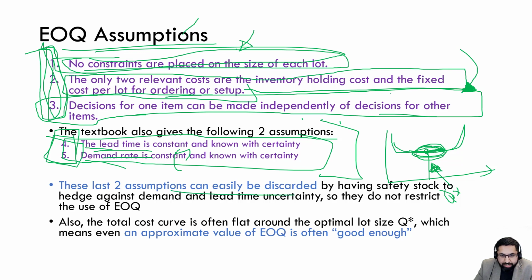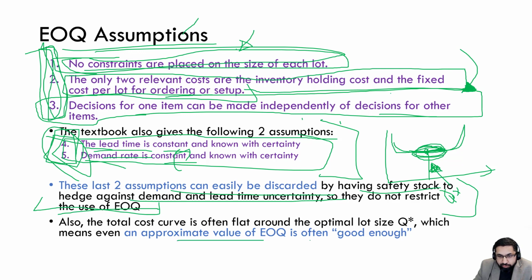The last two assumptions can easily be discarded by having safety stock to hedge against demand and lead time uncertainty. So they do not restrict the use of EOQ, because in addition to EOQ, you can do a safety stock calculation that we'll talk about in the next part of the lecture on how to calculate safety stock and how to build that into your model. So that's separate from EOQ. And once you have that, you don't worry about demand and lead time uncertainty. So these two assumptions can be discarded.